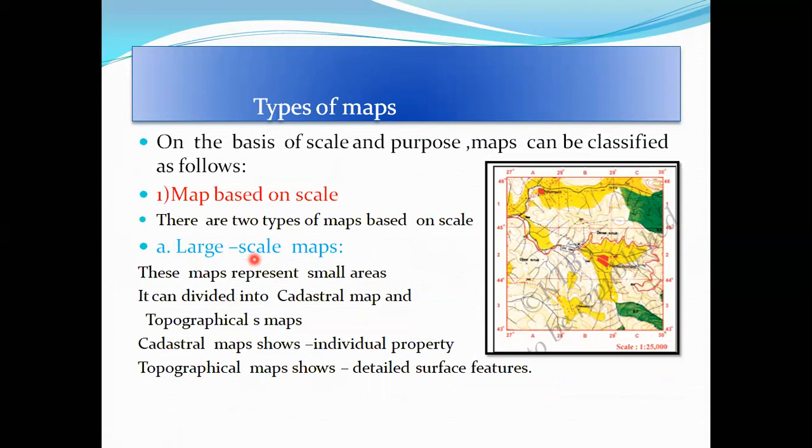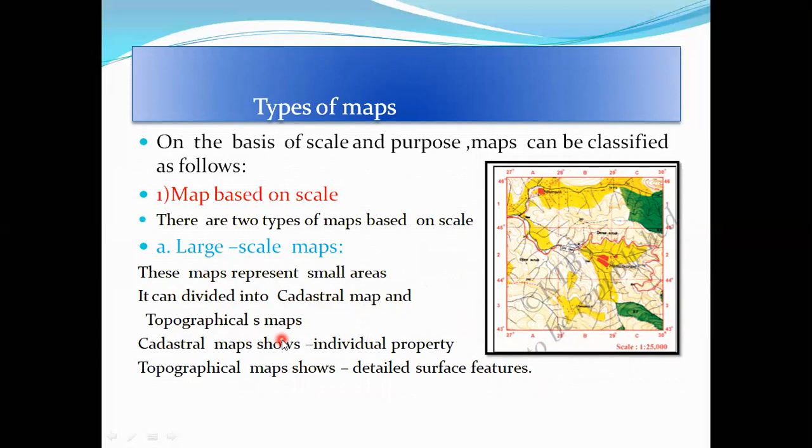First one, map based on the scale. What is there in the map based on the scale? With that, we have divided it into two types. One is a large scale map. These maps represent a small area. Large scale map represents the small area, and it is divided into two types, the cadastral map and the topographical map.